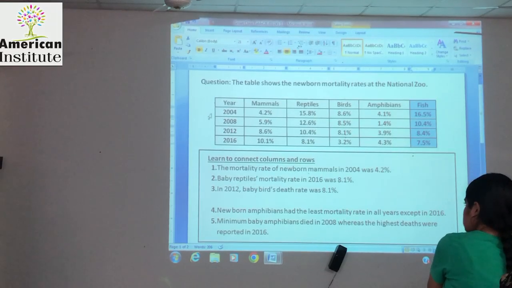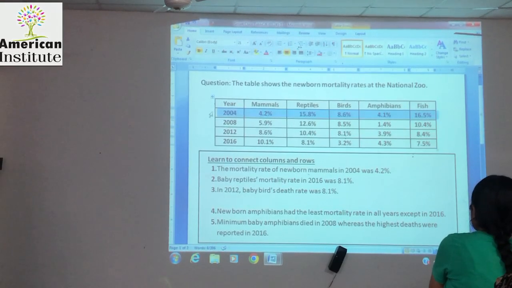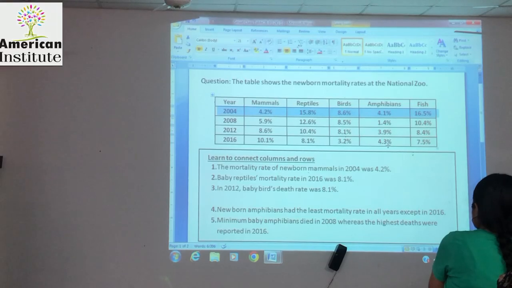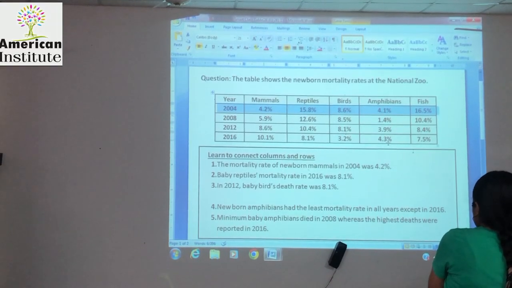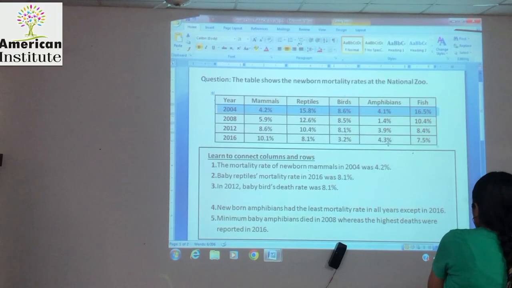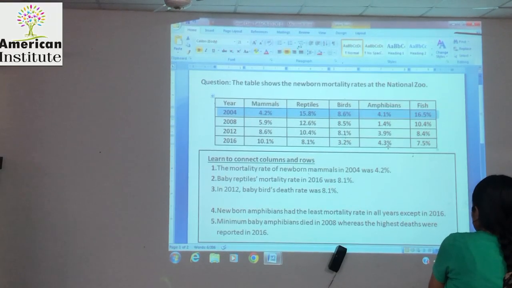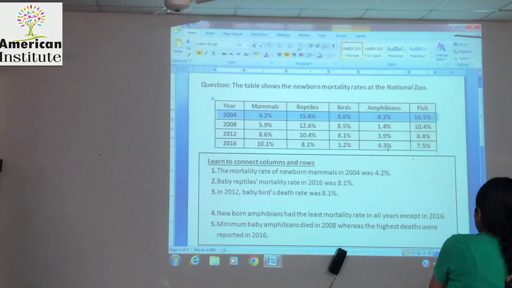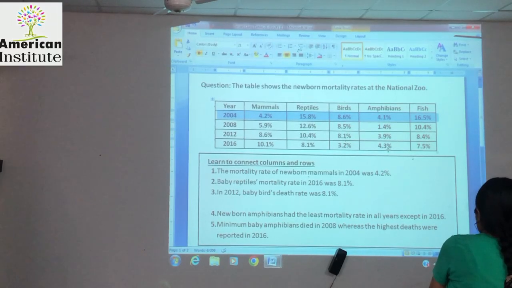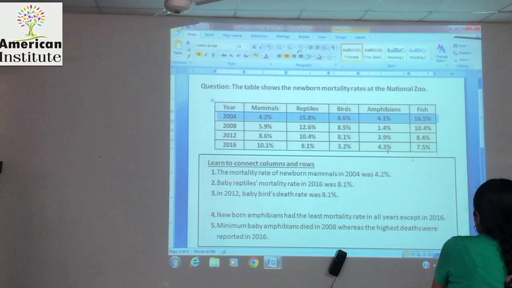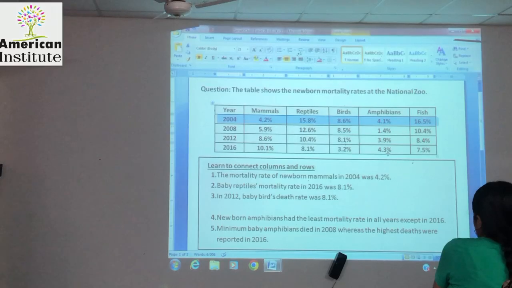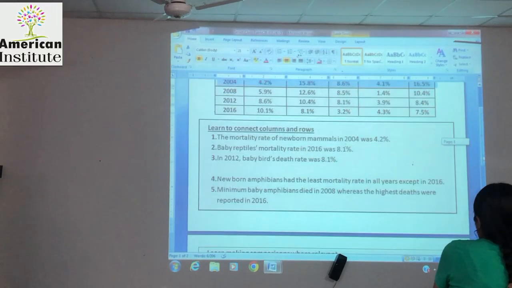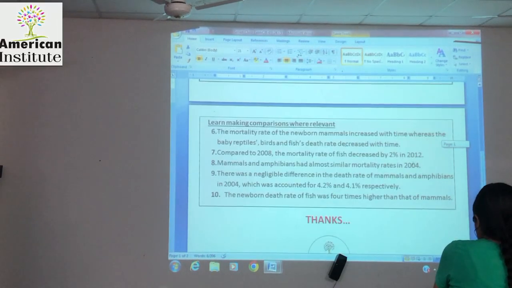Look at the 2004 data. Is there any similarity? Can you pick up the two numbers with a similar rate? Speak up. Mammals and amphibians. Okay, beta. So there is a negligible difference between two, or you can say almost similar rate of mortality. Okay. So you can write this sentence in two ways.